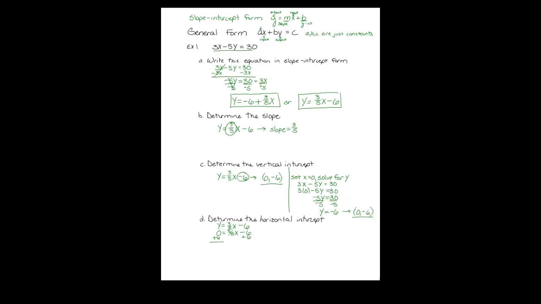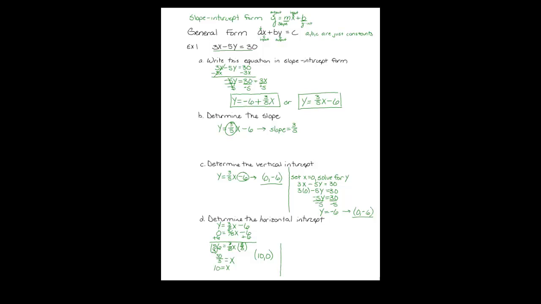Adding 6 to both sides, you wind up with 6 equals 3/5 x. You want to get rid of the 3/5, so multiply both sides by 5/3. And you wind up with, on the right-hand side, everything cancels, leaves you with x equals 5 times 6 is 30 thirds, which reduces to 10. So x is equal to 10, and your x-intercept, or horizontal intercept, is 10, 0.